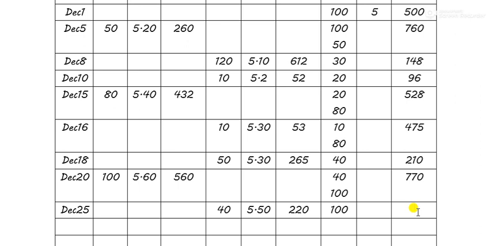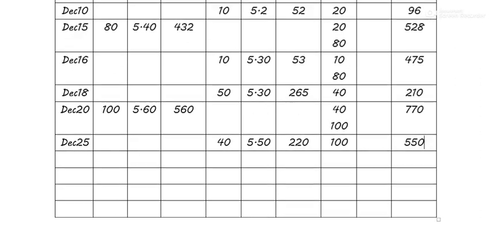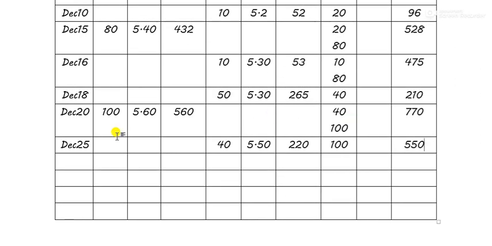I hope things have become easier for you, and if there's any doubt at all, then please email me at my email ID and I'll do another sum on the simple average method. Otherwise, I'll be proceeding to the last method of this chapter, which is the weighted average method.